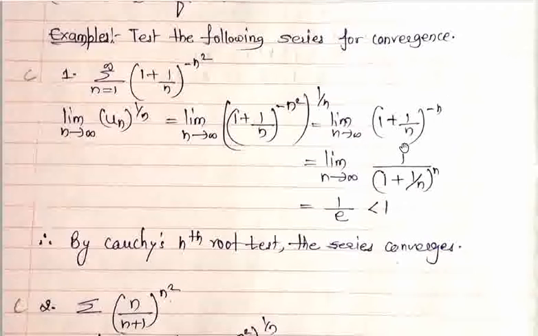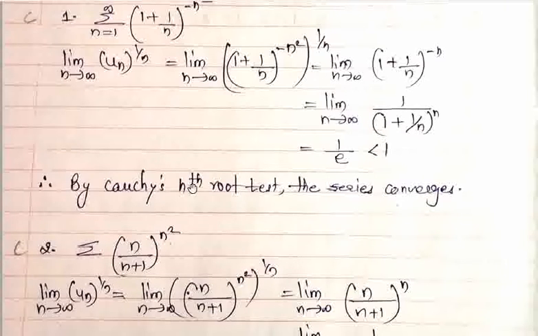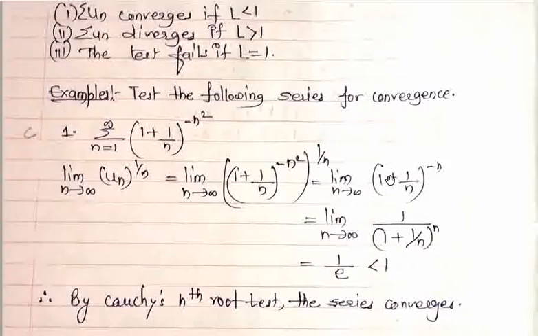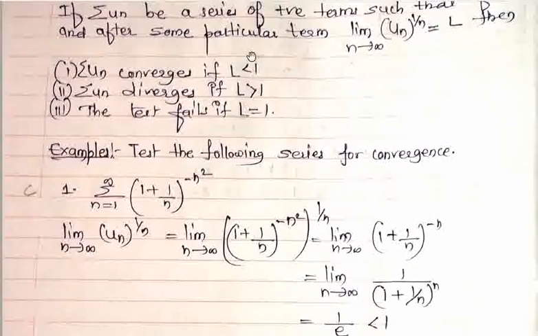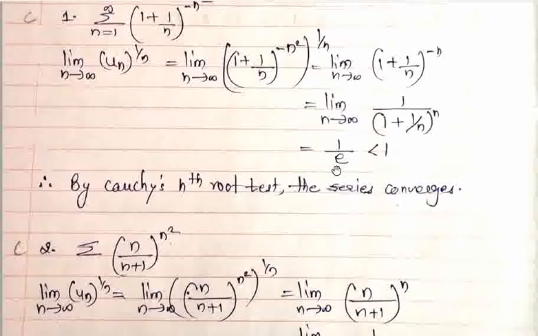That can be rewritten as 1 over this, and this can be rewritten as e. So 1 divided by e is less than 1. Check out the video of proving e. By Cauchy's nth root test, the series converges. When it is less than 1, it converges, and e is equal to 2.718, so 1 divided by e is going to be less than 1.